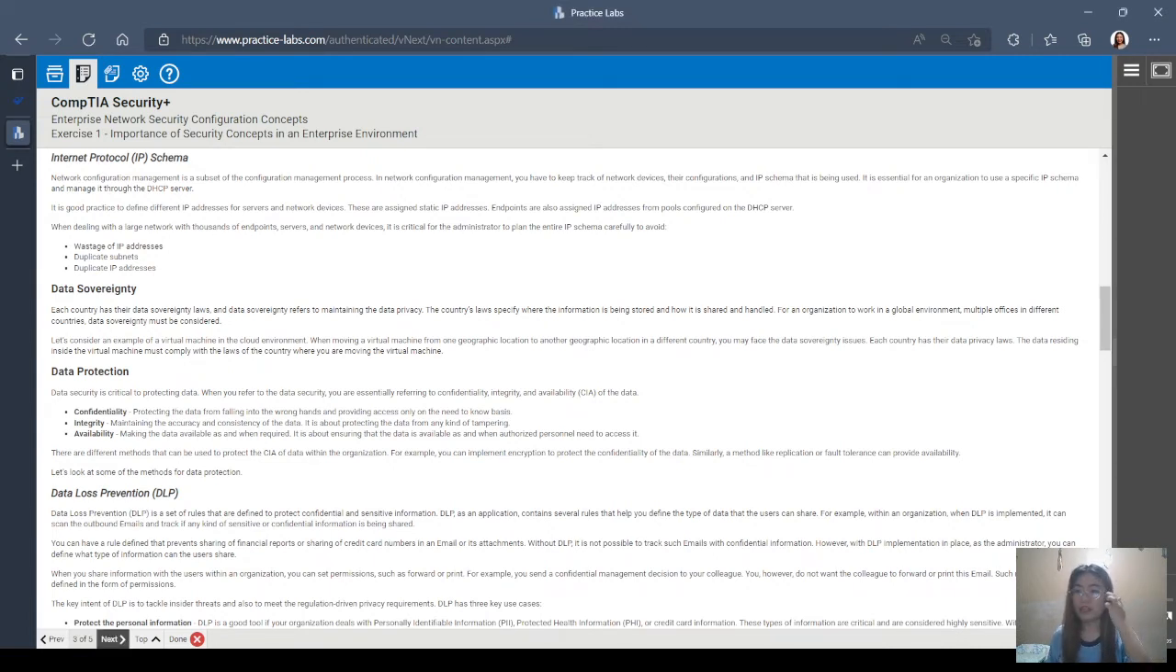While dealing with a large network with thousands of endpoints, servers, and network devices, it is critical for the administrator to plan the entire IP schema carefully to avoid wastage of IP addresses, duplicate subnets, and duplicate IP addresses.